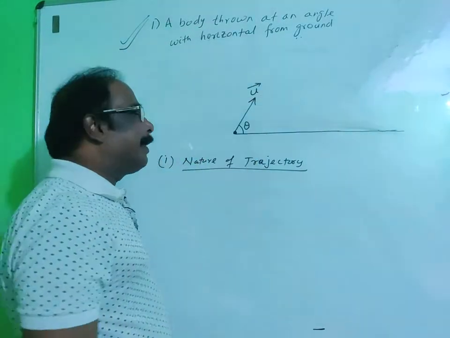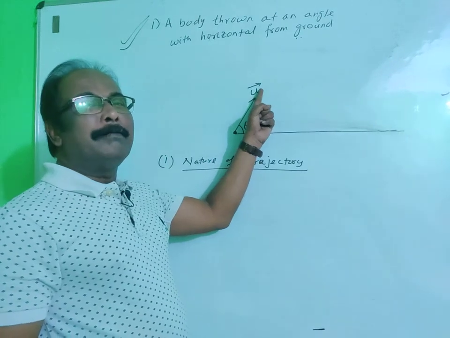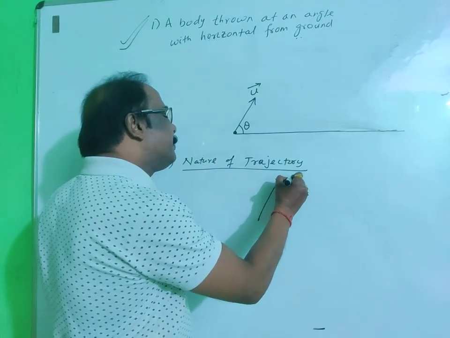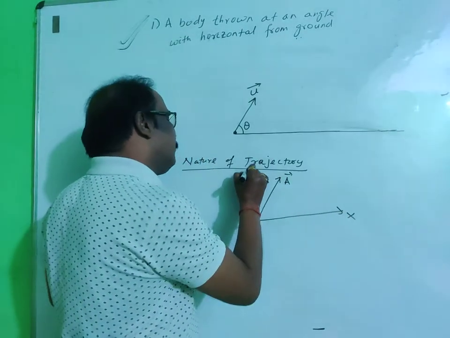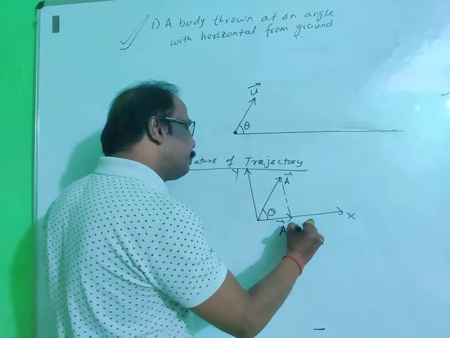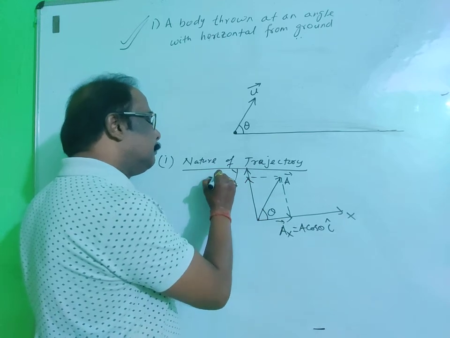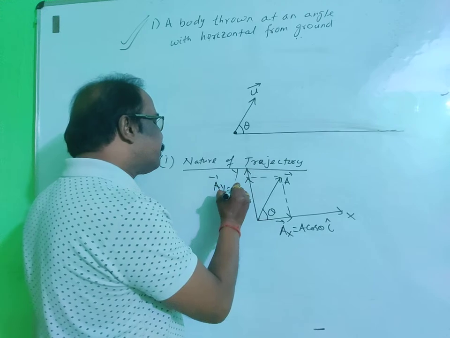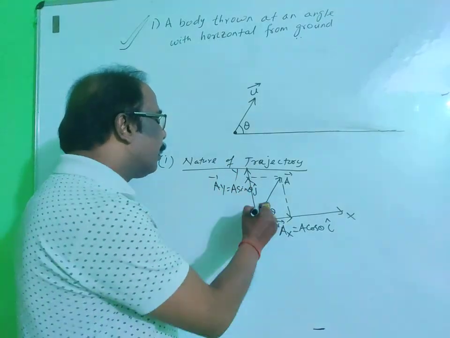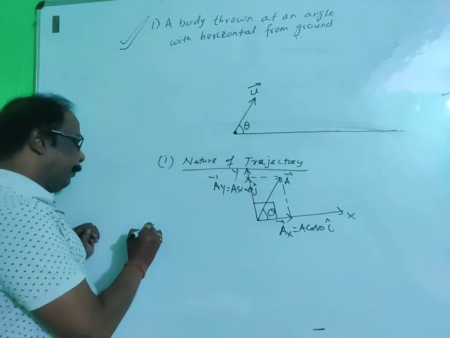A body is thrown with a velocity u, making an angle theta with horizontal, and as we know, this velocity can be resolved into two rectangular components. See. Suppose this is vector A, this is x axis, this is y axis, this angle is theta, then the component of A along x axis, as you know, Ax is equal to A cos theta. You may take direction i cap, and the component of A along y axis, Ay, is A sin theta, you may take direction along positive y axis, and unit vector is j cap, and the angle between them is 90 degrees. These are two rectangular components. Okay. Then another point you know, very important from vector.